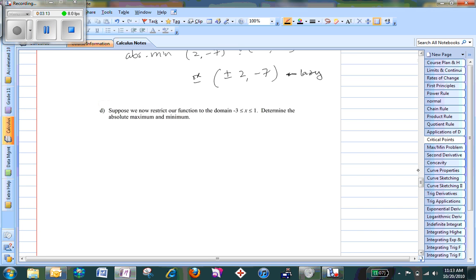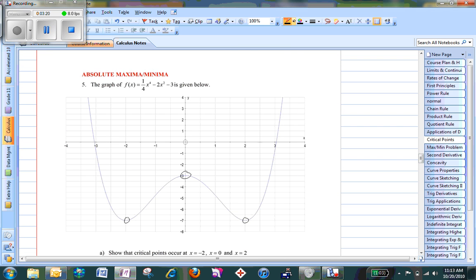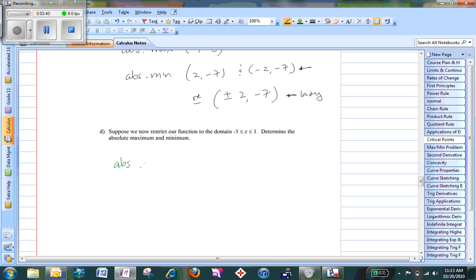And then it says here, suppose we now restrict our function to the domain -1 to 1, which means that I'm now just looking at the graph from here to here, -3. So from here to here. I'm only looking at this particular portion. It then says, now looking at just that, can you tell me the absolute max and the absolute min? Well, the absolute max stays the same. It's at (0, -3). However, the absolute min is only one of them. It's at (-2, -7).